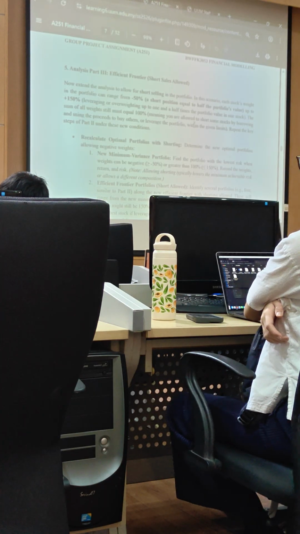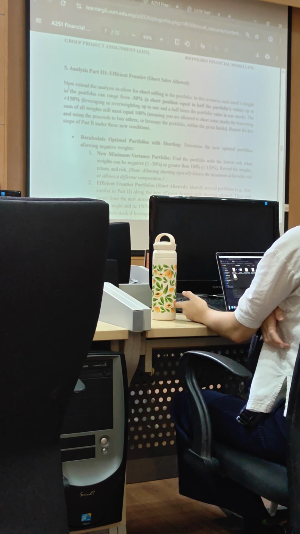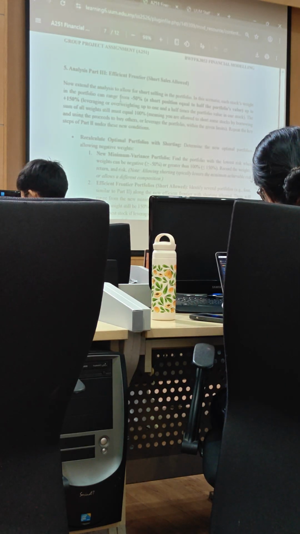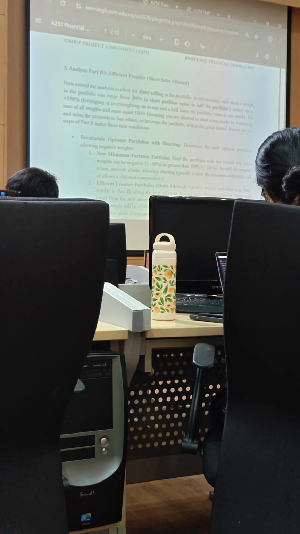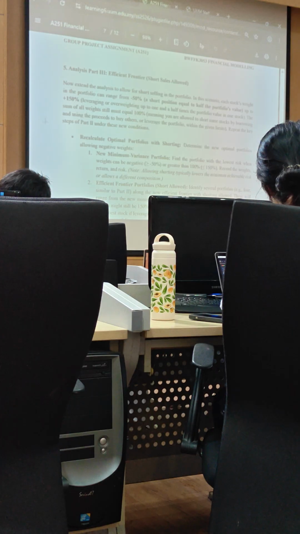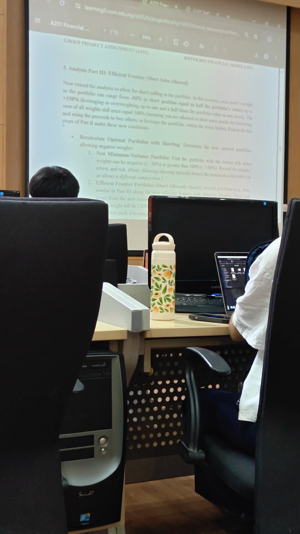So this is short selling law. Okay, in this short selling scenario, we have this condition. In this scenario, stock weight in the portfolio can range from negative 50%. Okay, the short is equal to half the portfolio value up to 150%. Okay, the sum of all weights must equal 100%, meaning that you are allowed to short some stock by borrowing, using proceeds to buy others. But let the performance in the given limits will be the key step of part 2 under these new conditions.